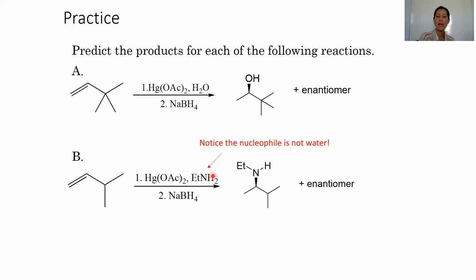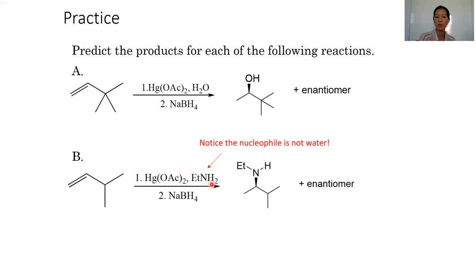In the second one, I flip out water for an amine because N with a lone pair can be nucleophilic as well. So you'll also add at the more substituted carbon, but now instead of OH, I have NH and whatever other group here, ethyl, is on it. And then notice that in each of these, you have the sodium borohydride reagent, which is necessary to remove that mercury at the end. So if you want to do this type of reaction, you do have to write 1.